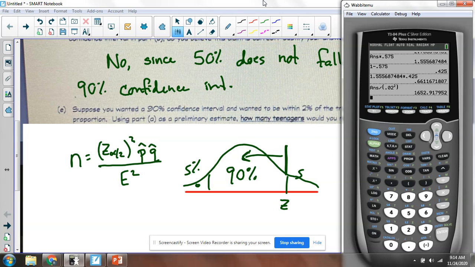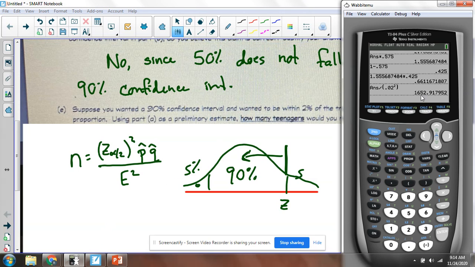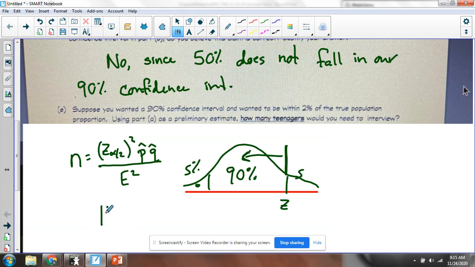So it looks like I need 1,652.9. Even if this was 1,652.1, always when you're finding sample size, round up, because you have to make sure you have enough people. If it's a fraction, going down might not make you have enough people in the sample. So this is going to be 1,653. It's still to where I can't read numbers correctly. 1,653 people.